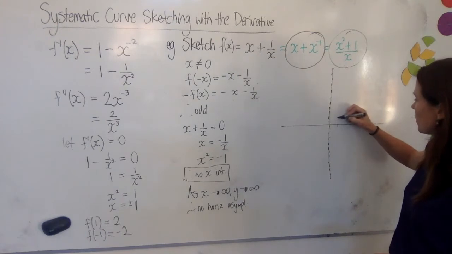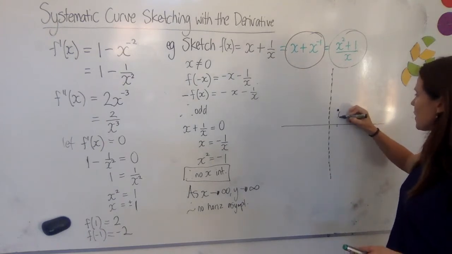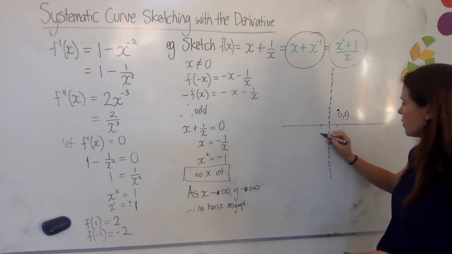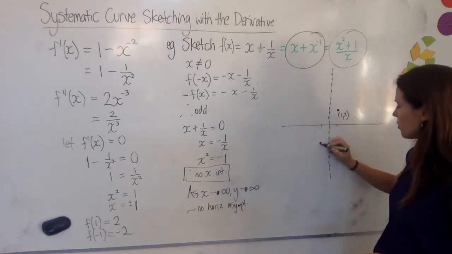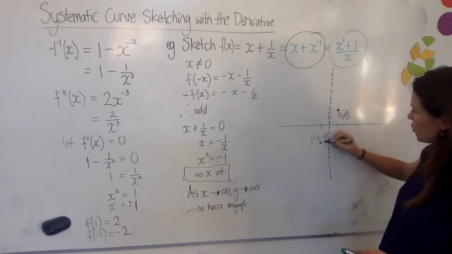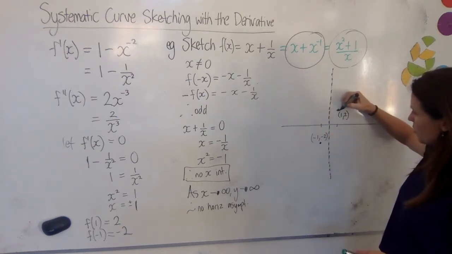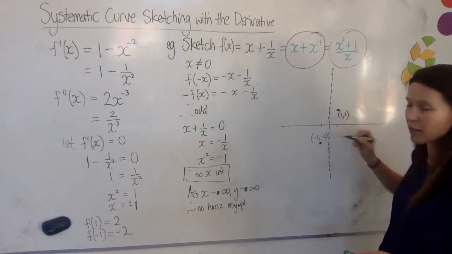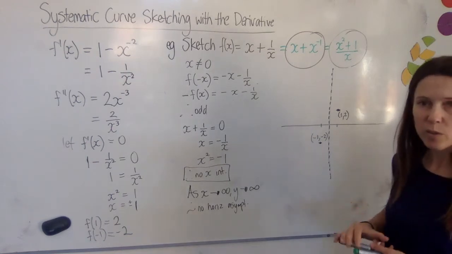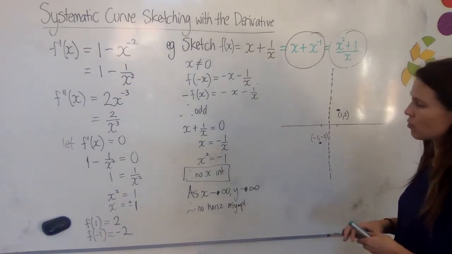So 1, 2, let's label that. And minus 1, minus 2. Now, not only is it a dot, I can make it like just a mini little flat spot there, just a tiny, tiny flat spot to remind me that it is a turning point, potentially, or some sort of stationary point. We're not sure yet, we need to investigate.